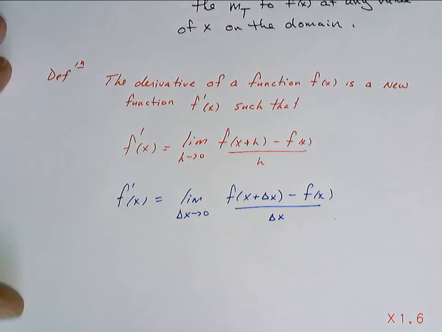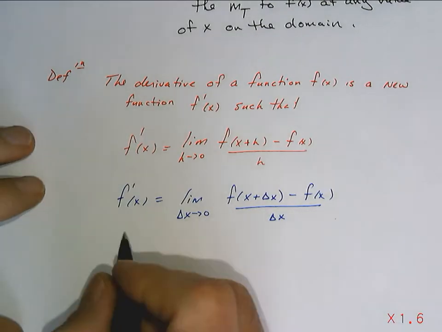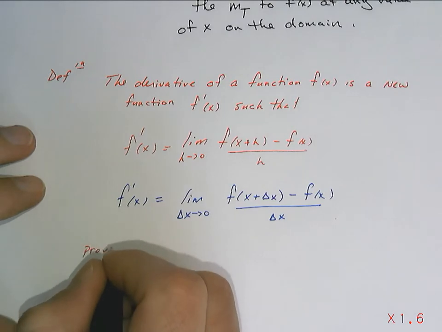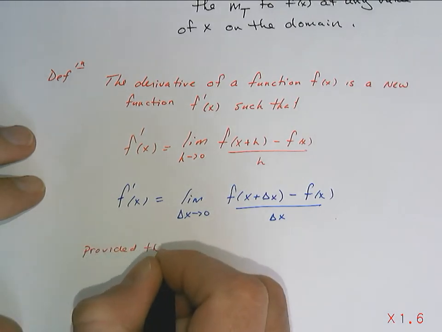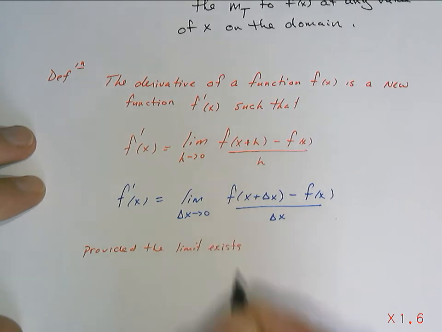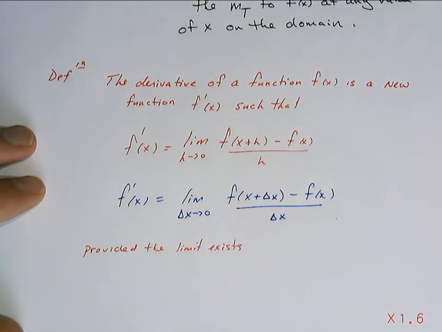And those two formulas are identical, just changing the variable that we're using for adding just a little bit more x value. They are identical. And remember, all of this is incumbent upon, provided the limit exists. So there's your definition.